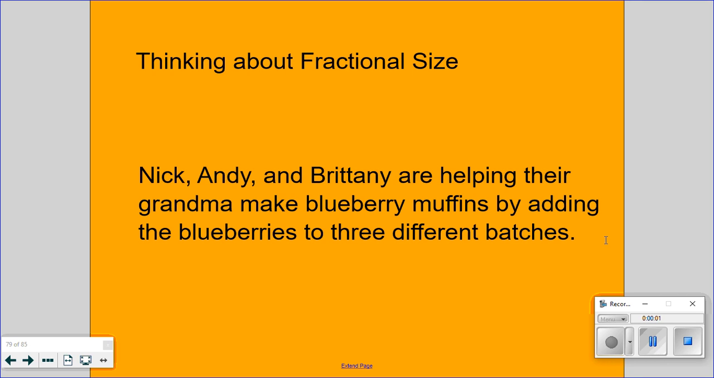So on the next blank page in our math notebook, your title says thinking about fractional size. That's what you are writing down in your worksheet. Thinking about fractional size. Come on, Ava, stay please.